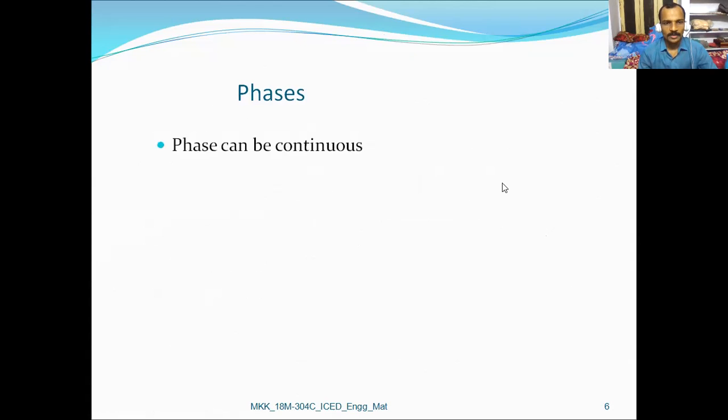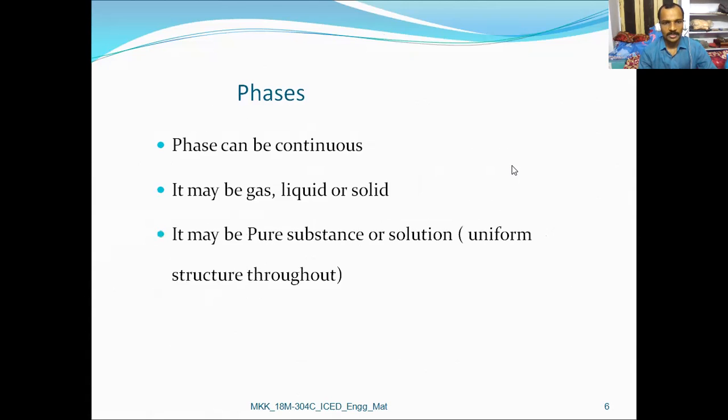So the next factors concerned with the phase are, a phase can be continuous. It may be either a gas, liquid, or solid. It may be a pure substance or a solution, which should have uniform structure throughout.